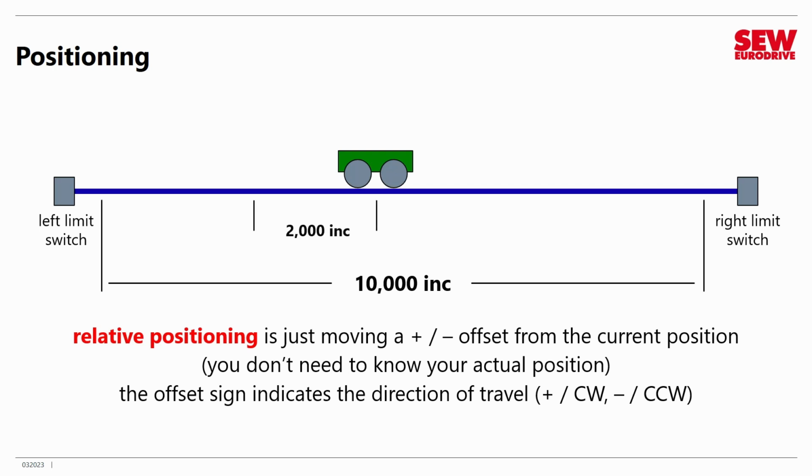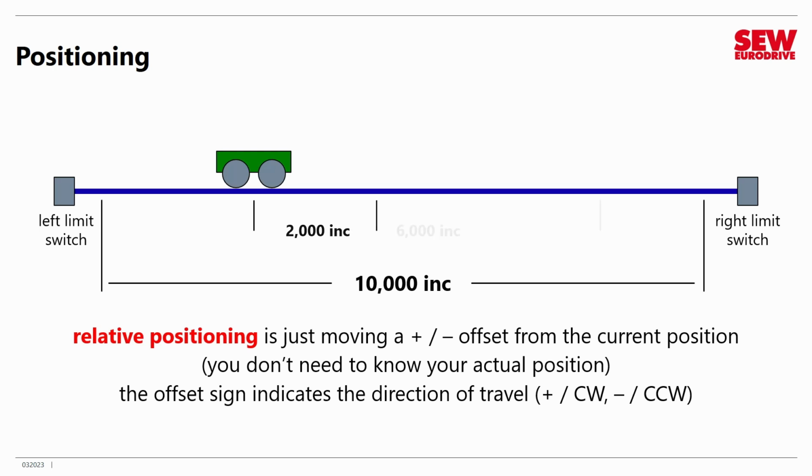Let's say that we want to move 2,000 increments counterclockwise or to the left from where we're currently sitting. What do we do? Very simple, we issue a go -2000 positioning command. And that says take where you currently are and go counterclockwise 2,000 increments. And as soon as you do that, boom, you will move to that location and stop.